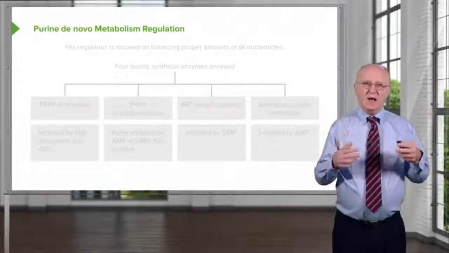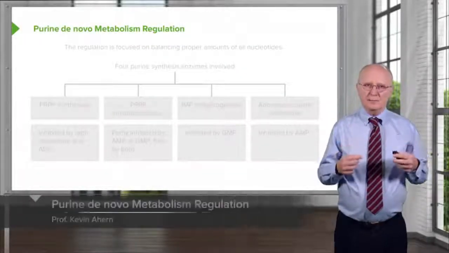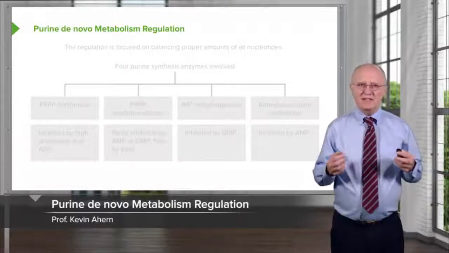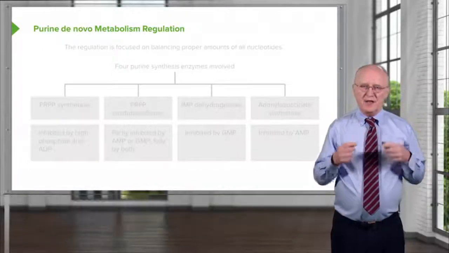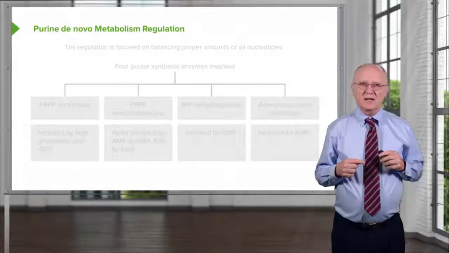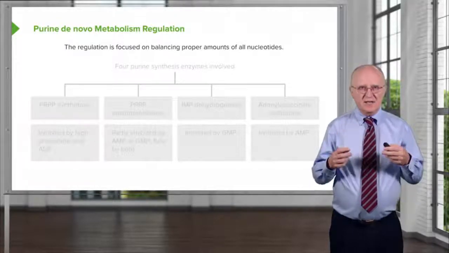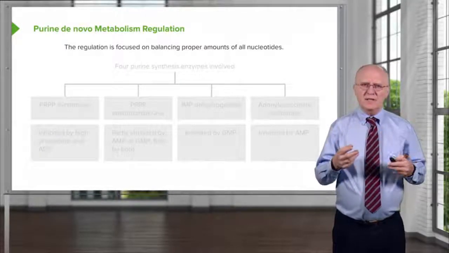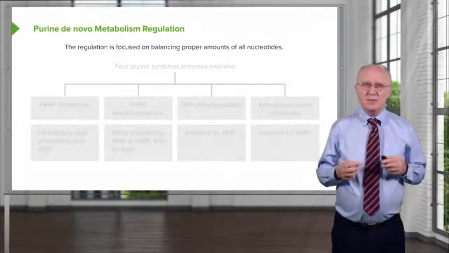Well, you've now seen how the adenosine and guanosine nucleotides are made, but we haven't learned about how that balance that I said was so important occurs. That'll be the subject of what I'm talking about on this slide. Regulation, as I said, of the synthesis of all the nucleotides is important because if it's not balanced properly, mutation will result.